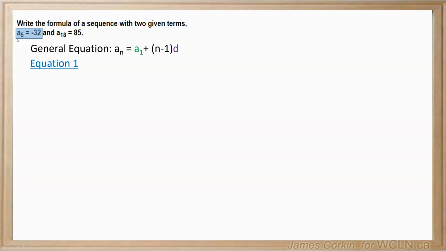We're going to take this piece of information and plug it in. So n is 5, and we don't know d or a1, but that's okay. We do know the value of a5 is -32, and then we can simplify this to isolate the a1 by moving the 4d to the other side, subtracting 4d from both sides of the equation. We now have an expression for a1.